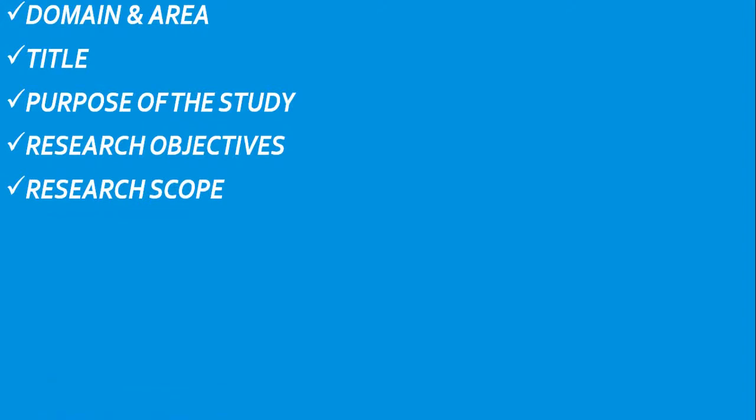Next point we have is research scope. Research scope tells you the parameters of your study, which are the variables of the study. So you should be clearly sure about your research scope when you are about to search for your questionnaire.